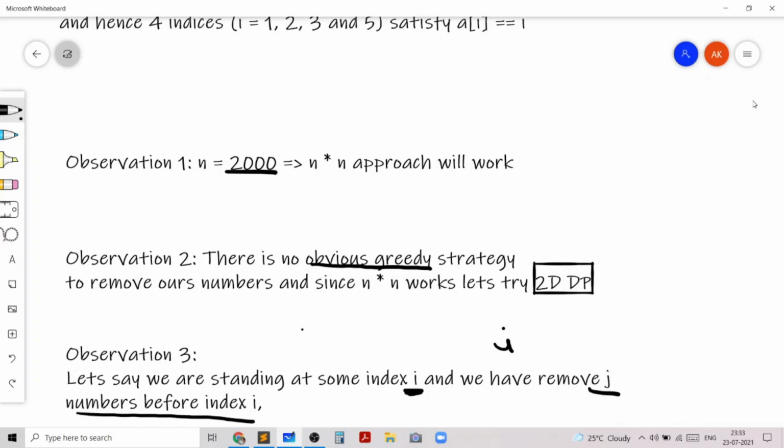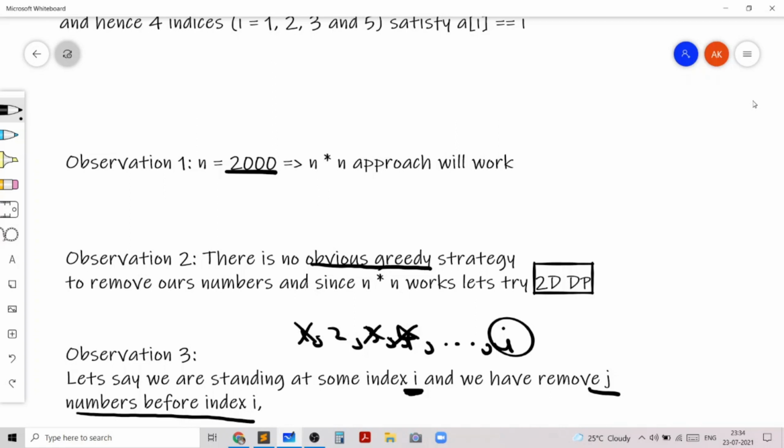So that means, let's say our indices were 1, 2, 3, 4, all the way up till I. And let's say we removed some j of them. So let's say we removed 1, 3, 4 and some other indices. Let's say we removed j of them. Then what will be the resultant position of I? That's the key question which we should ask ourselves.